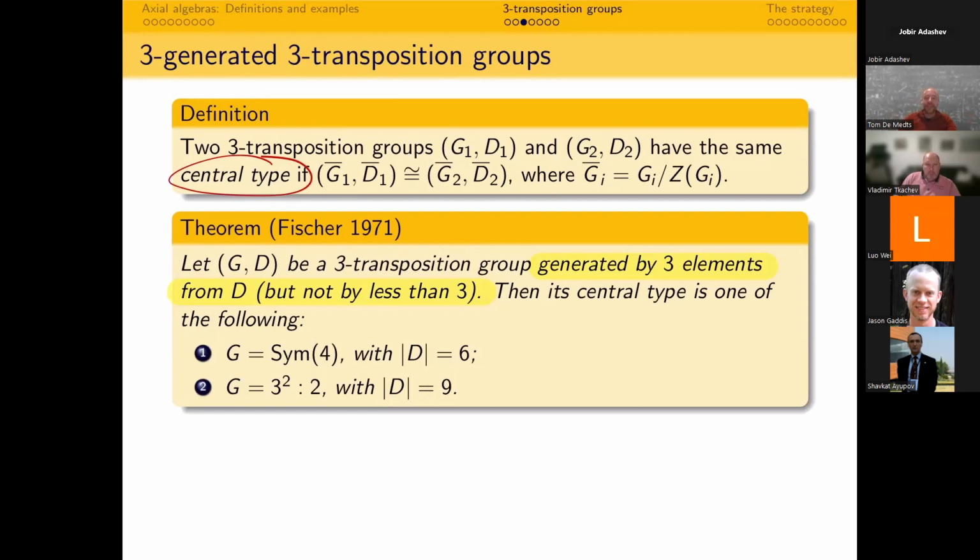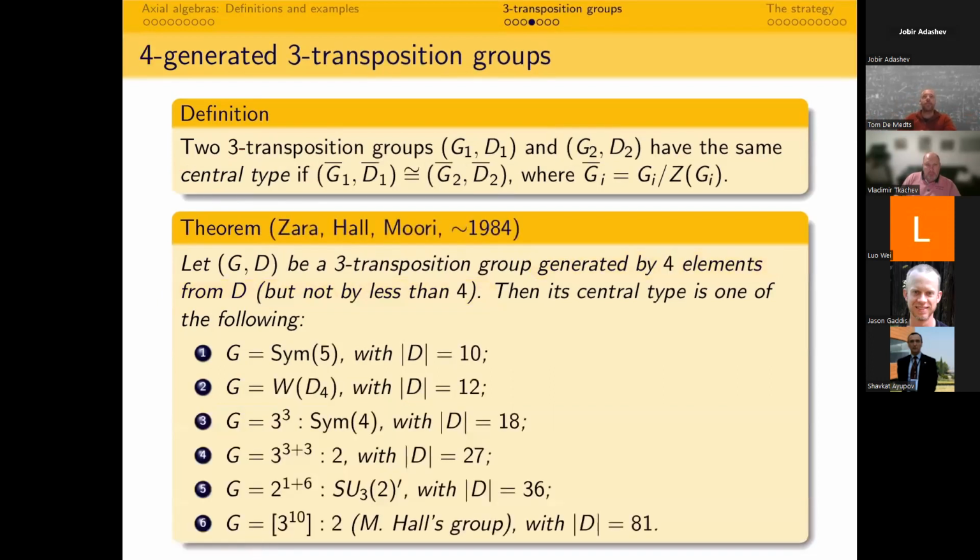Much less elementary is the next case of generation by 4 elements. If you go to generation by 4 elements from D, but not by less than 4, then suddenly you get 6 different types. And as you can see, they become more substantial. So you have the symmetric group on 5 elements, of course, to be expected. Then a variation of that is a Weyl group of type D4, which is also a cluster group, just like the symmetric group of order 5.